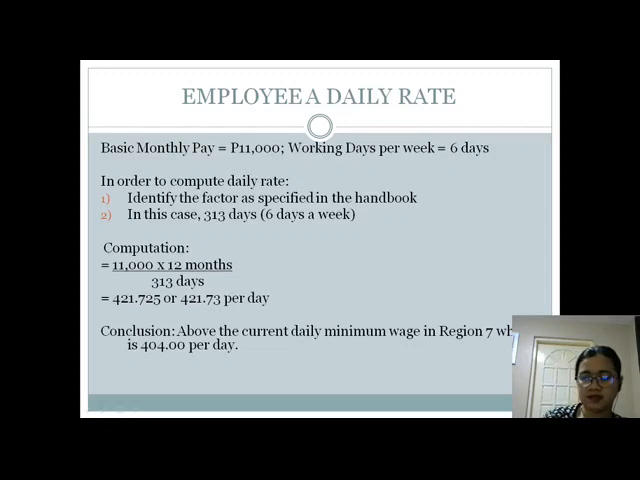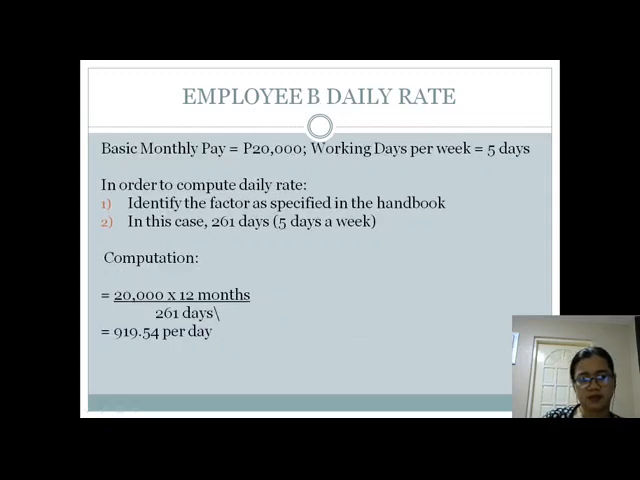For the second scenario, employee B, his basic monthly pay is 20,000 and working days is 5 days. So in order to compute, identify the factor as specified in the handbook. In this case, since the employee is only working 5 days a week, we are going to use the 261 days factor or scheme.